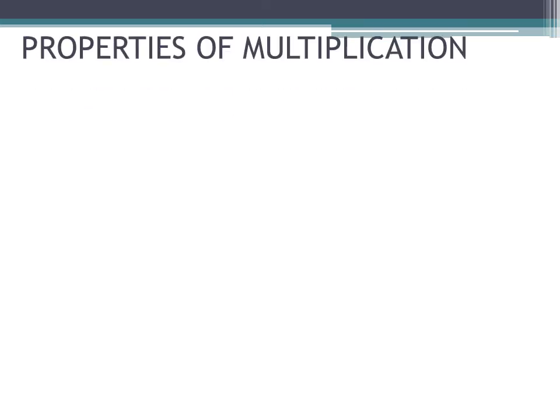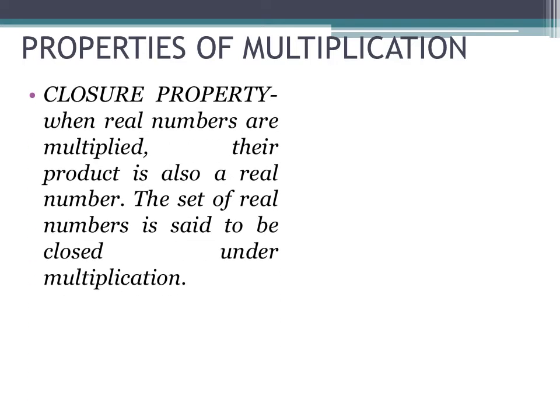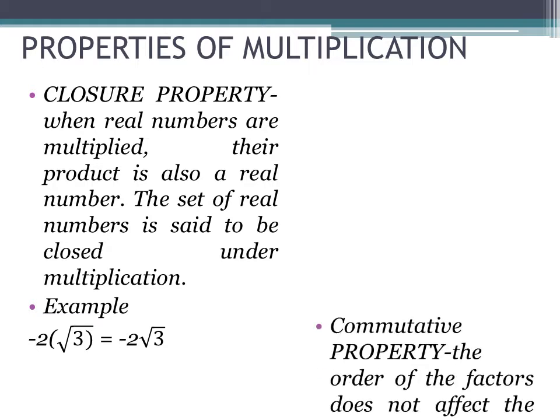Now, properties of multiplication. We have the closure property. When real numbers are multiplied, their product is also a real number. The set of real numbers is said to be closed under multiplication. For example, we have -2 times the square root of 3 is equal to -2 square root of 3. So that is for the closure property. Whatever you multiply to a real number, the product is still a real number.